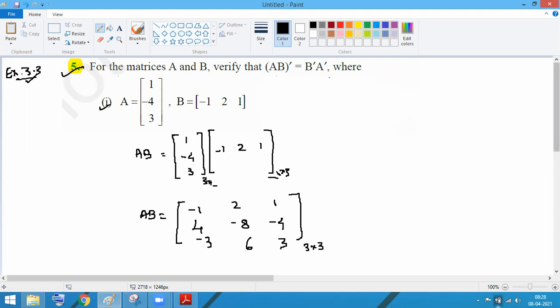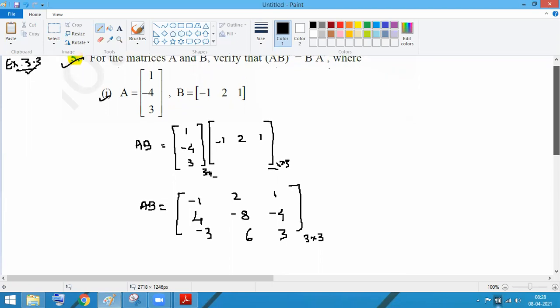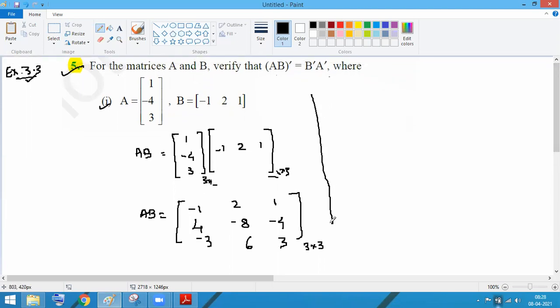Now we have to find out the (AB)'. I'll find out here (AB)'. Just a second. So what will be the (AB)', guys? (AB)' will be equal to कितना हो जाएगा? (AB)'. Yes.